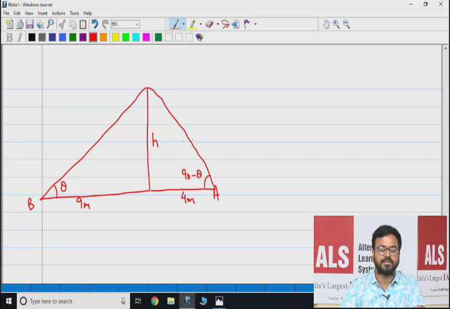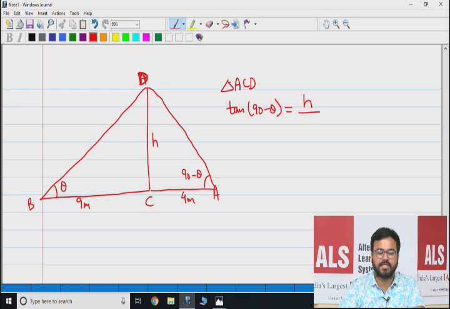This is H. So now you can see this triangle, let's say this one is D and this is C. Now in both the triangles, apply the tan theta. So in the right hand side triangle, triangle ACD, tan of 90 minus theta, that is perpendicular upon base, which is H upon 4. And in complementary angles, we have studied that tan of 90 minus theta is nothing but cot theta, which is H upon 4.